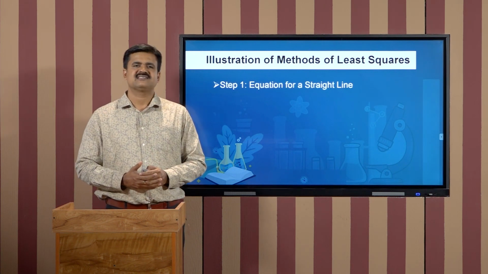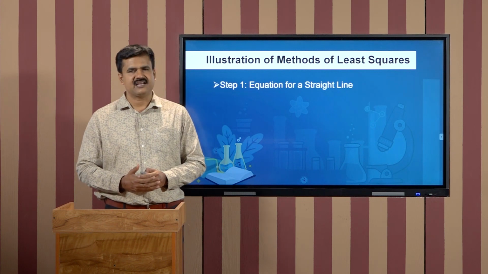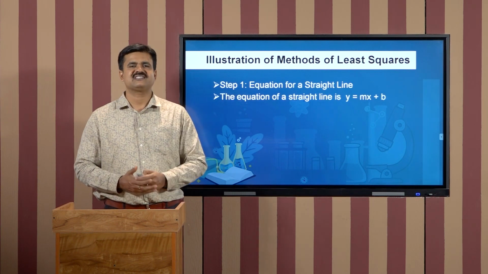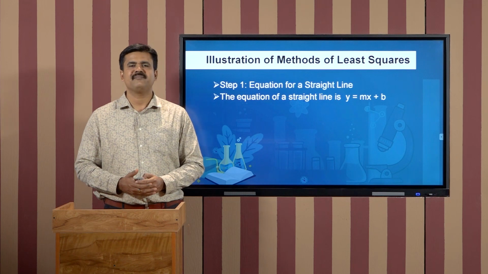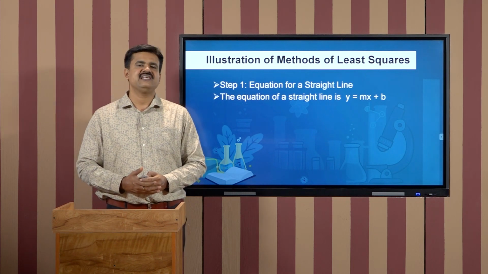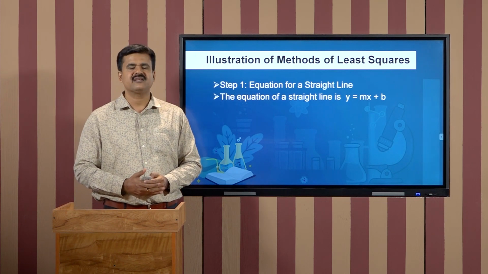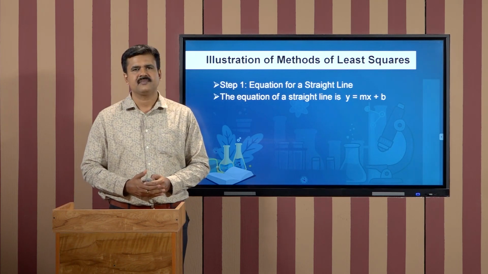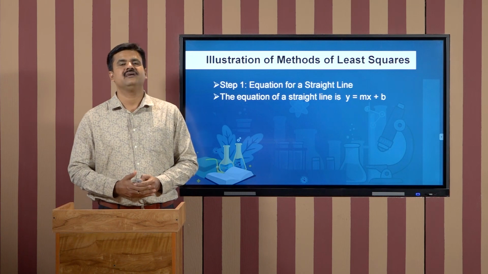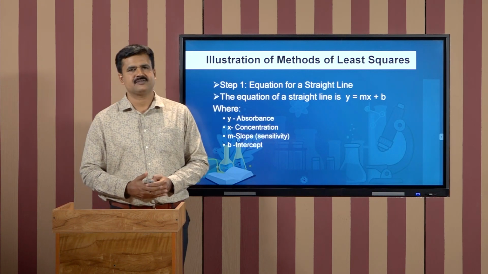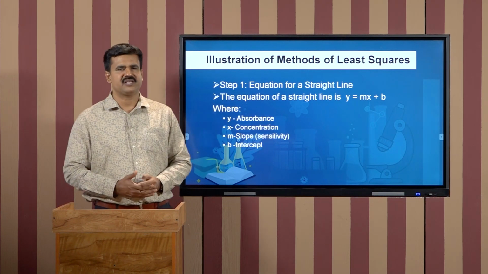First of all, set an equation for a straight line. You know, the equation for a straight line is y is equal to mx plus b. Y is anything you plot on the y axis, and x is the parameter you are taking along the x direction. M is the slope and b is the y intercept. And the terms are shown here.